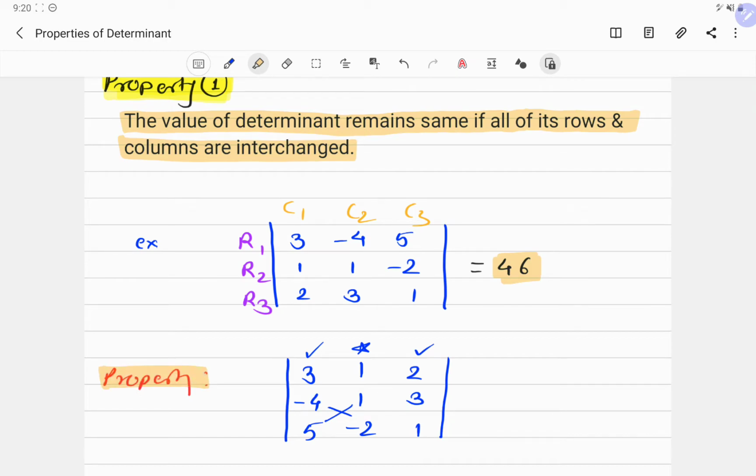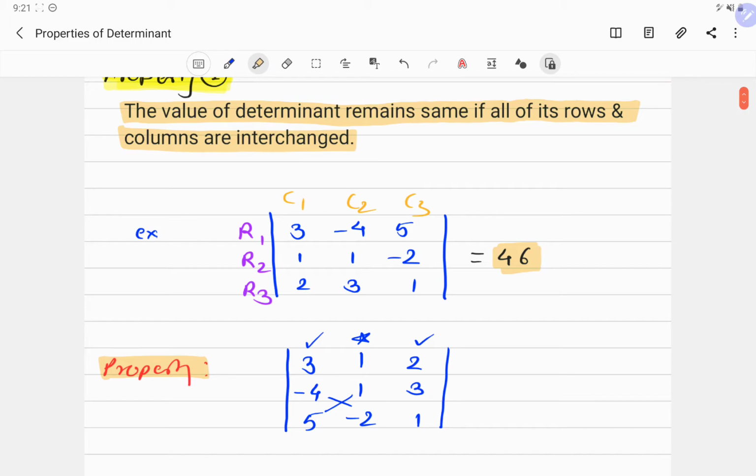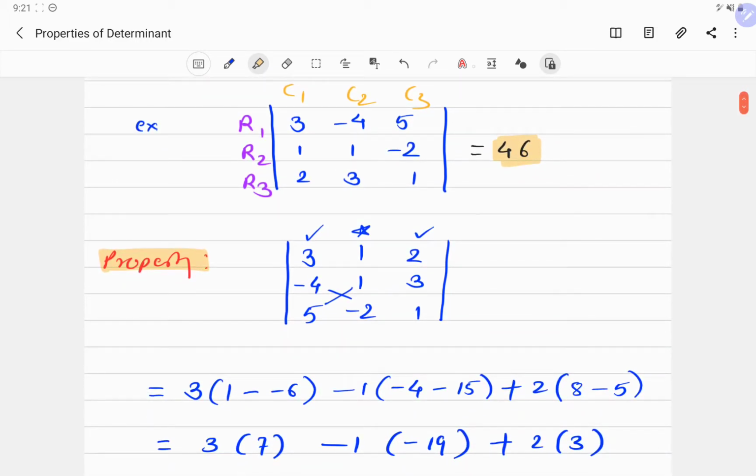As per this property, if we interchange all the rows and columns of a determinant, so if you observe here, I am converting all the rows. So this row 1 becomes column 1. This row 2 is now column 2. And this row 3 is now column 3. And vice versa, this column 3, 1, 2 is now the first row. This column 2, minus 4, 1, 3 is now the second row. And this column 3, which is 5, minus 2, 1, is now the third row.